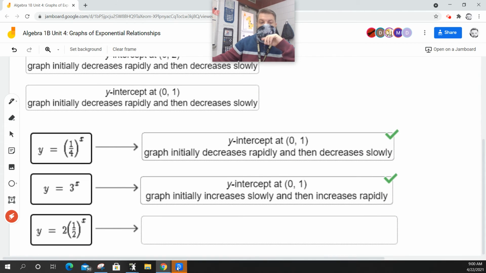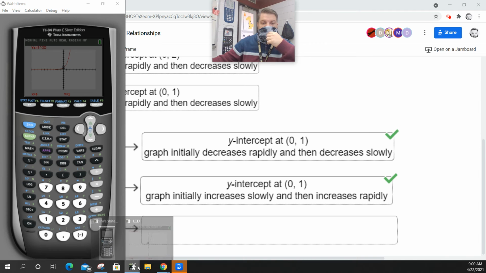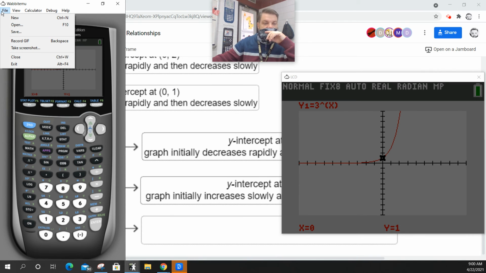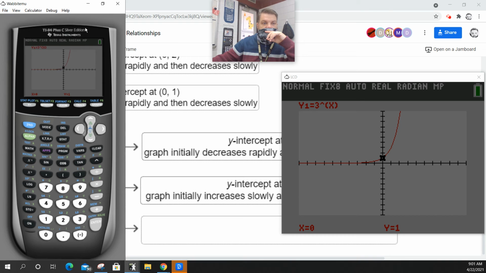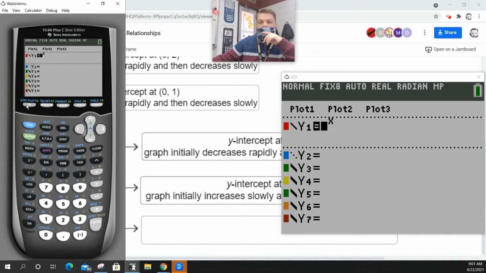Okay, we got one more to do. This one here, what do you think we're going to do next? Graph it. So let's go ahead and graph this. Hit y equals. And then we're going to say 2, open parentheses, 1 divided by 2 raised to the x. Oops, I did one too many raises there. All right, there we go. Again, I'm going to hit graph.